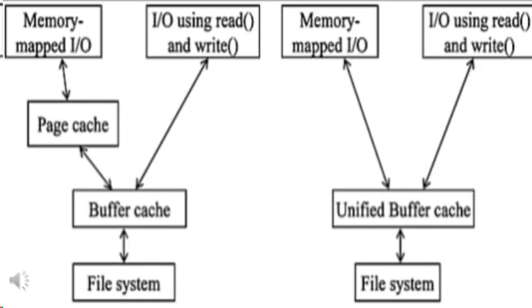Coming to the second picture, it does not have two caches. It only has a single cache, the unified buffer cache, which stores both the page and the disk blocks so that the CPU can access them quickly.